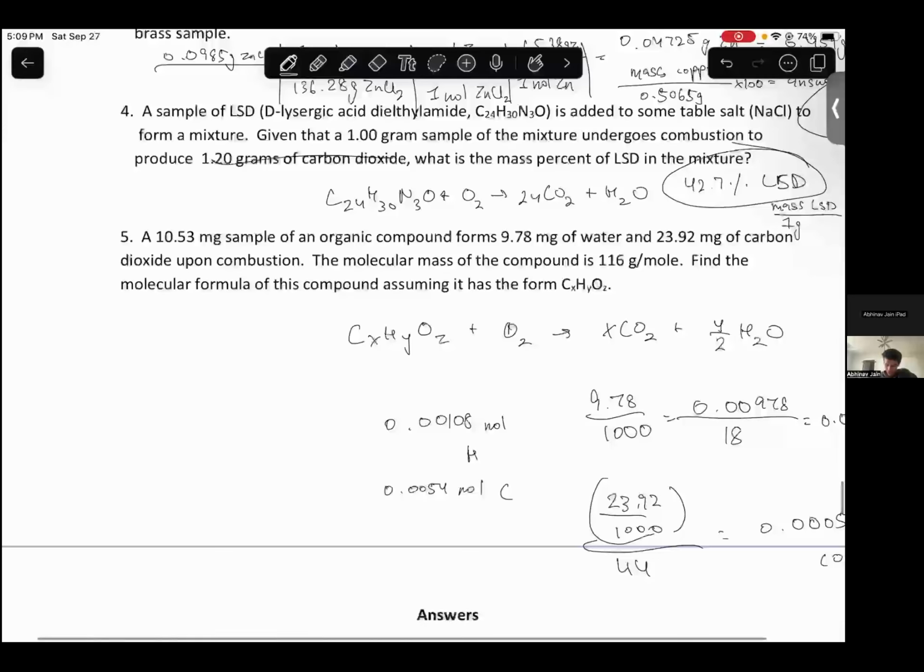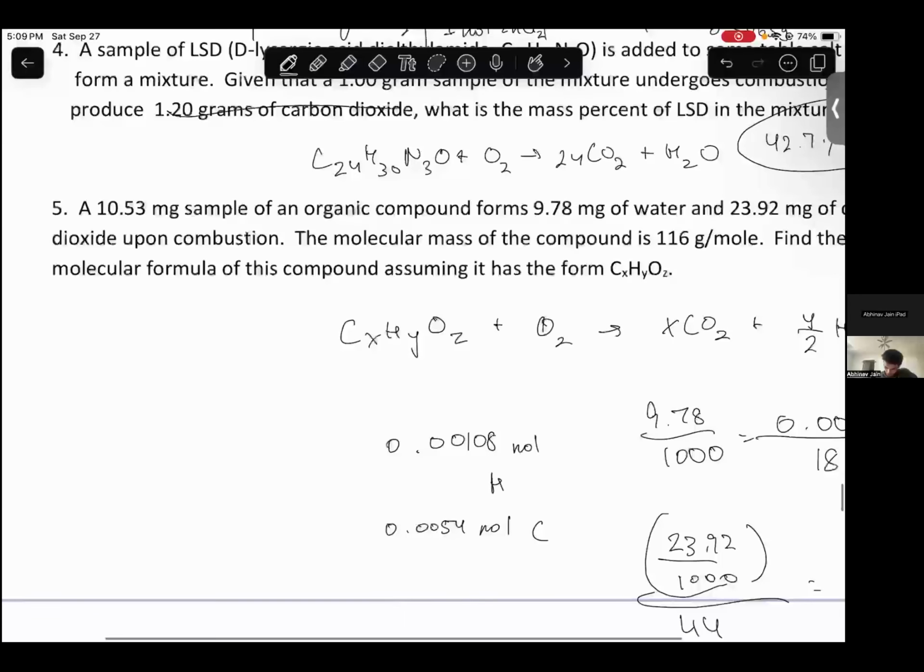By that, we can find the masses. So that's 0.00108 grams for hydrogen. And 0.00054 times the molar mass of carbon, which is 12, is going to be 0.00648 grams of carbon. So this is how much carbon, and this is how much hydrogen.